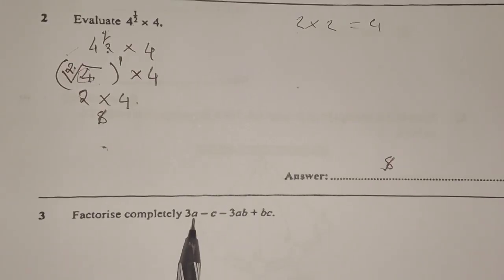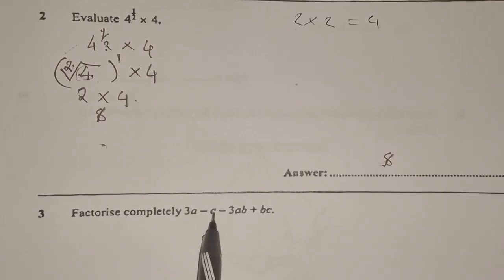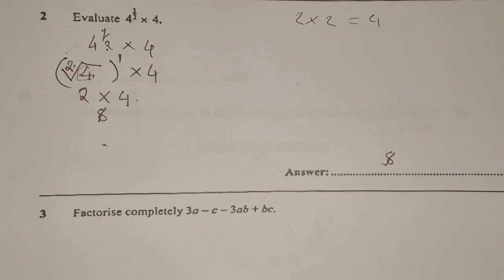We have 3a minus c minus 3ab plus bc. So they want us to factorize this. First of all, you need to group the like terms.